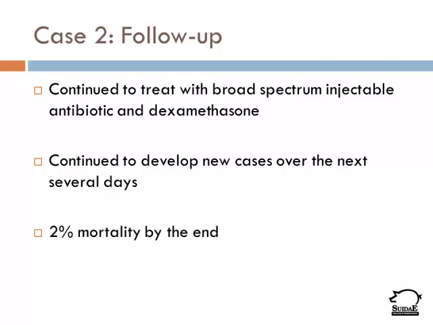When I followed up with the client, they had continued to treat with broad-spectrum injectable antibiotics and dexamethasone to try to help with any of the swelling on the brain and to just try to do anything. They continued to develop new cases over the next several days, and then it kind of just went away. But they probably did lose 2% in the long run. And the interesting thing is the CT value was relatively high on those pigs. And so the PRRS infection was relatively mild, but we still saw these signs from that infection.